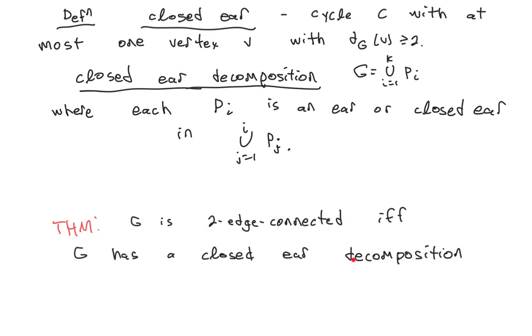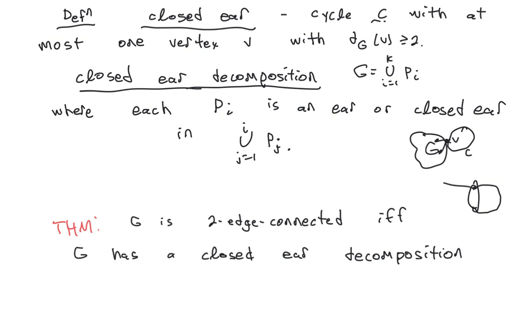Instead, you change the word ear decomposition for closed ear decomposition. And then the main change is that now you have to allow closed ears, or ordinary ears like we had before. So what is a closed ear? It's similar to an ear, just now you've taken your graph G, and now you've added a cycle C that has the property that it has one vertex V that has at least two neighbors in G. So it's like you took an ear and then you collapsed the two endpoints together.